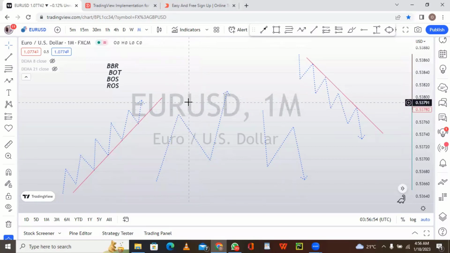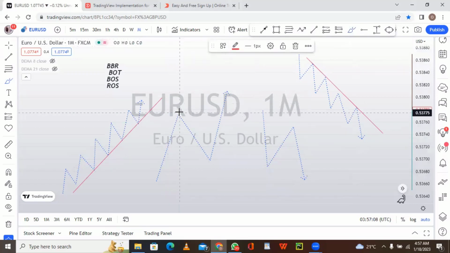Like I said, the market can either be in a bullish move or in a bearish move. And whichever move the market is in, one thing is rest assured: the market does not go in one direction. At a point in time, the market will keep buying. And at a point, the market will start selling.